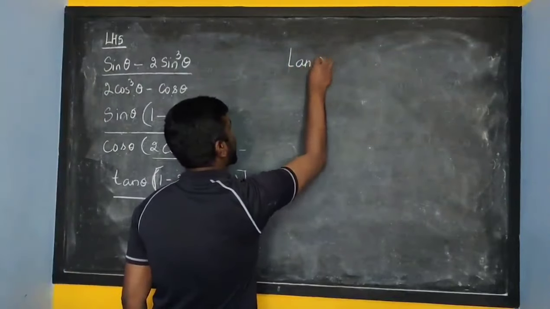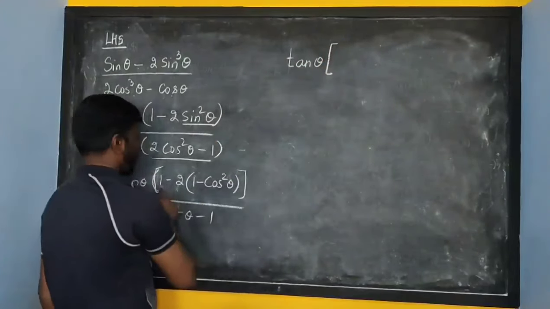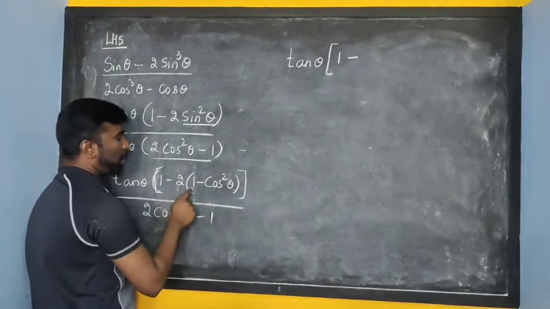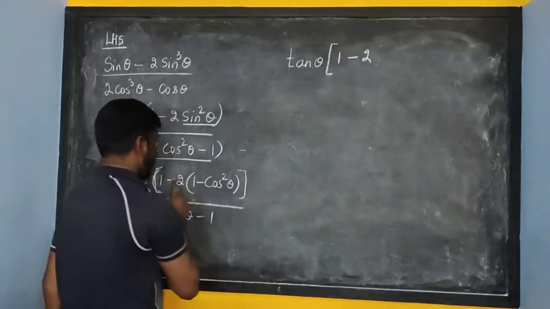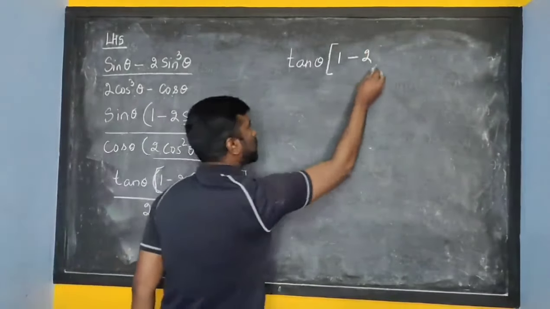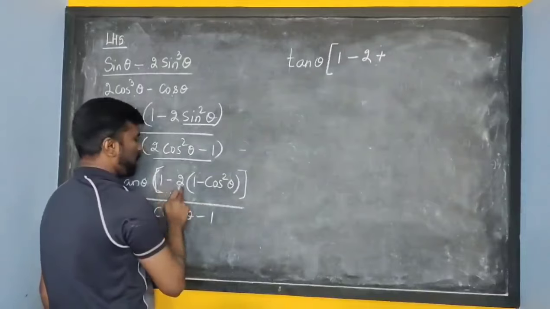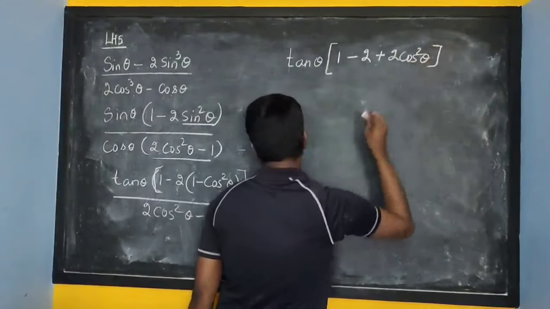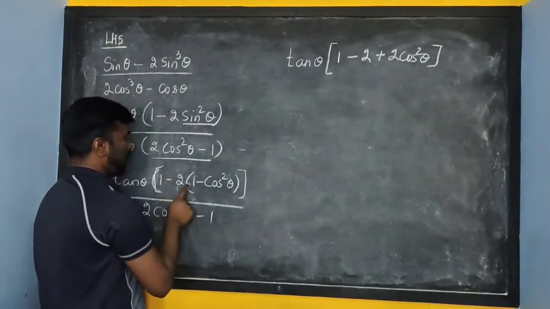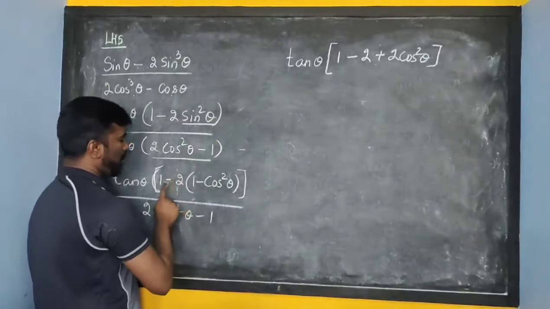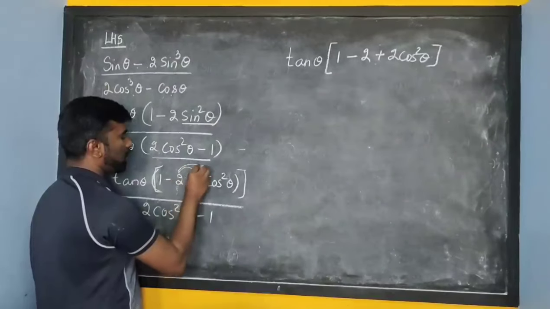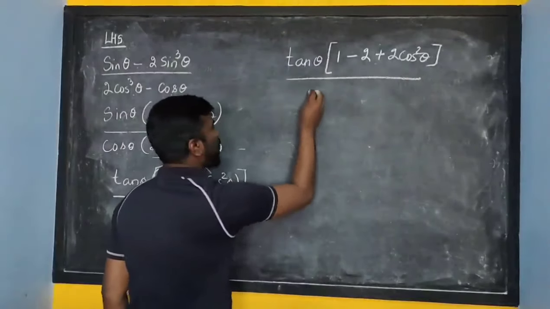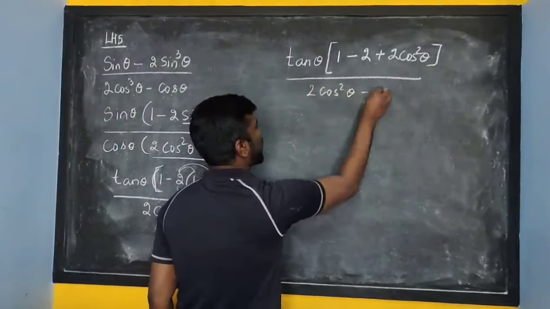Now tan theta into 1 minus 2 into 1 minus 2 into cos square theta. 2 into 1 is 2. Minus into minus plus, 2 into cos square theta is 2 cos square theta, whole divided by 2 cos square theta minus 1.